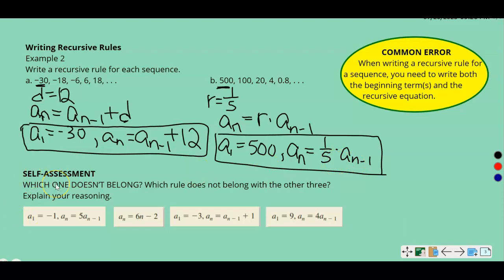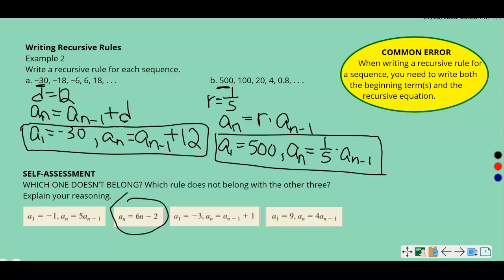All right, self-assessment. Which one doesn't belong? Which rule does not belong with the other three? Explain your reasoning. Pause the video, take a minute to look at these. This is a self-assessment, so you should try to do it on your own before we talk about it.